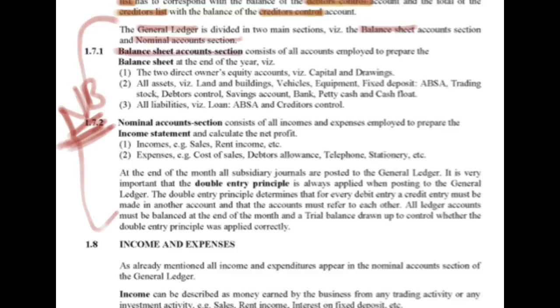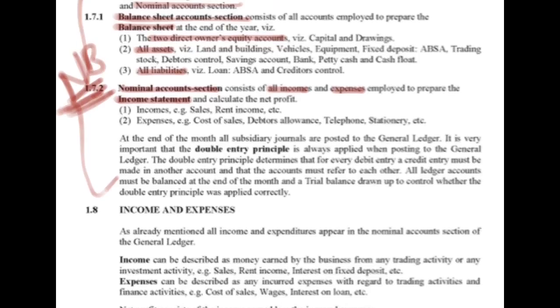So the balance sheet account section consists of all the accounts employed to prepare the balance sheet. Remember, the balance sheet was one of your financial statements prepared at the end of the year. So it has the two direct owner's equity accounts. It consists of all of the asset accounts, and it consists of all of the liability accounts. Then the nominal account section consists of all of the incomes and all of the expense accounts, because that needs to calculate the profit which is found in the income statement. So all incomes, all expenses, that is what makes up the nominal account section.